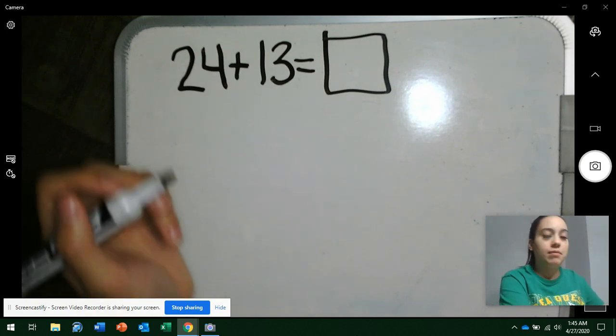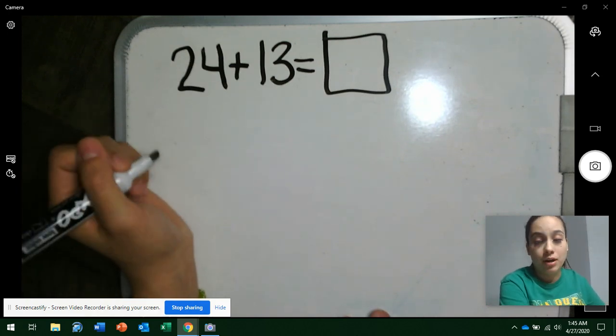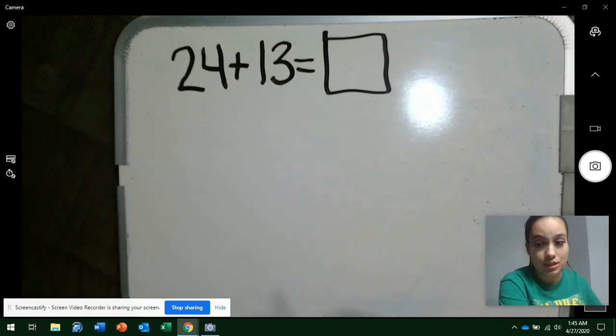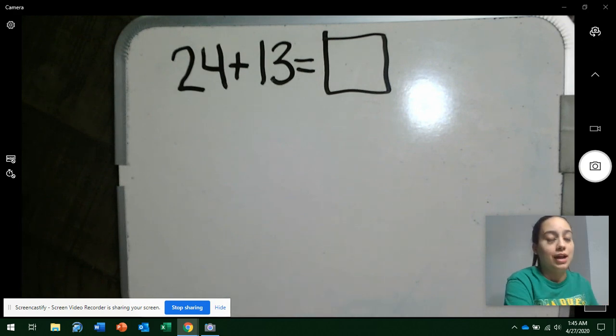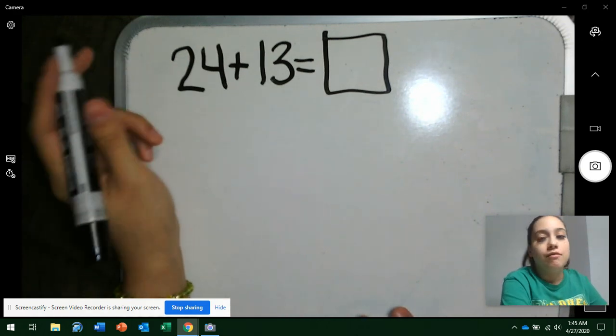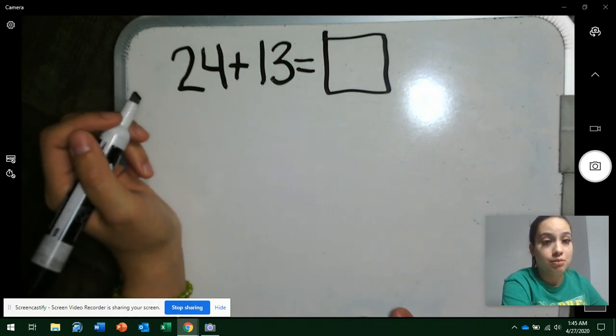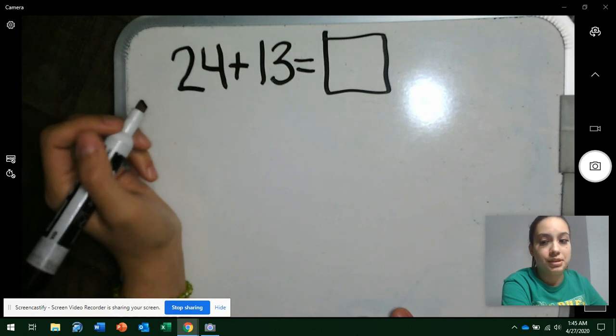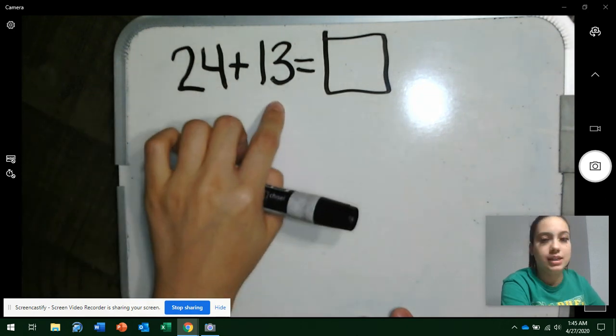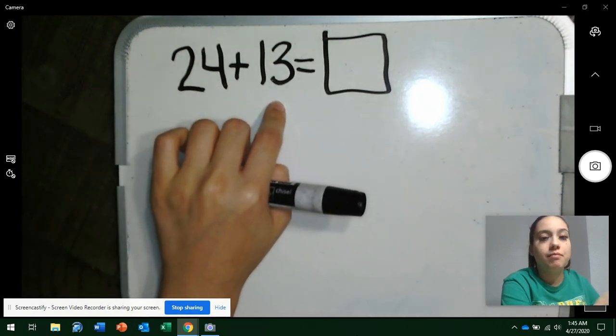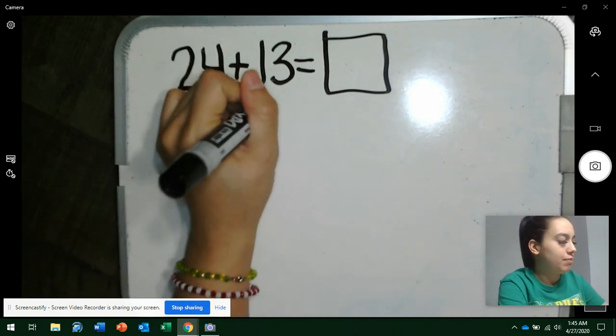So today we're going to practice breaking apart a number, which means decomposing numbers, which we've done before. It sounds big and fancy, but you've done it before. So now we're going to review and refresh our minds. So first thing we're going to do is break apart the small number. And which one is the small number, boys and girls? 24 or 13? Get ready. Yes, 13. So we're going to break it apart.